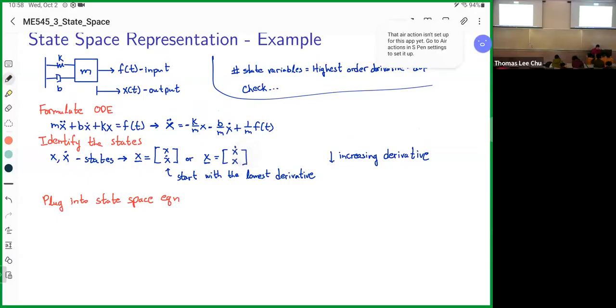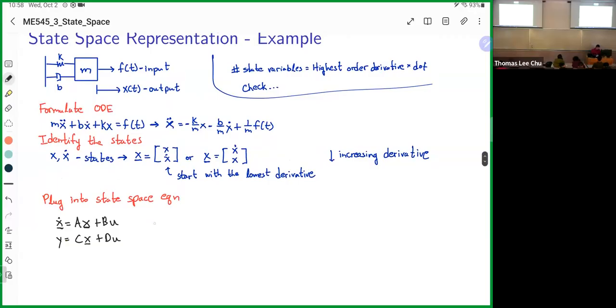And for our state space equation, I'm going to write it out again. X dot is equal to AX plus BU, and then Y is equal to CX plus DU. Okay, so then I'm going to write X dot. X dot is equal to X, the derivative of X, which is X dot. And then the derivative of X dot, which is X double dot, is equal to, our A matrix is square. It's a 2 by 2 because we have 2 state variables.